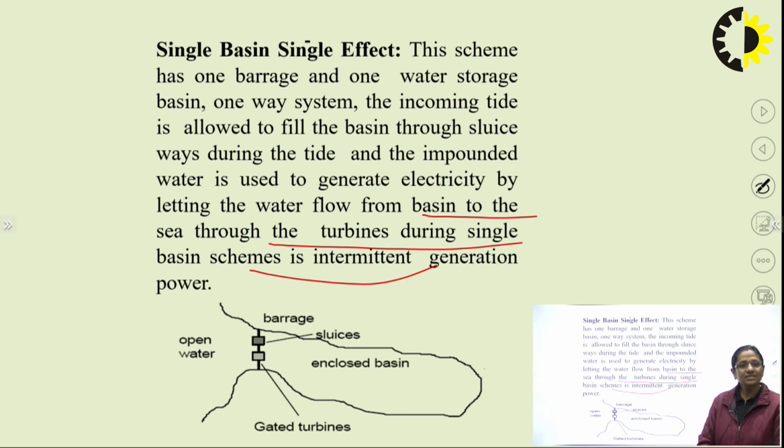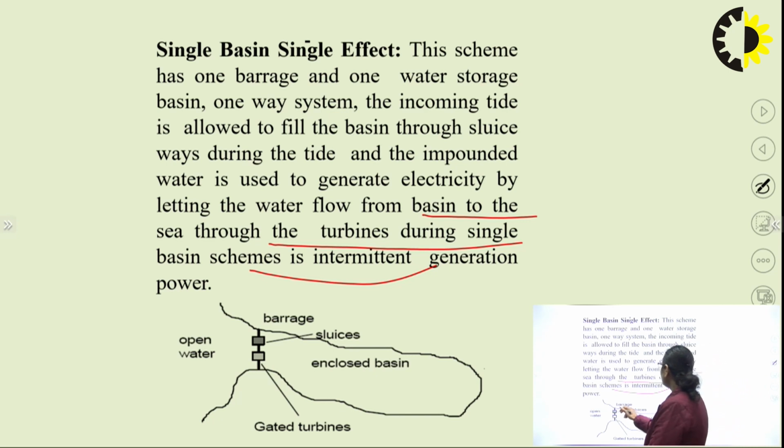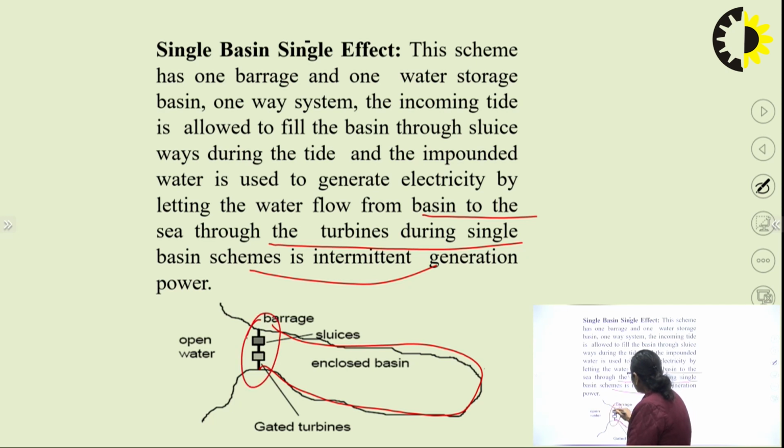Right? The single basin schemes generate intermittent power. The power generation out of these schemes is very intermittent in nature. So, in a single basin, single effect turbine, we have a single enclosed basin. In this arrangement, there is a sluice gate, and the turbine is installed in this area.